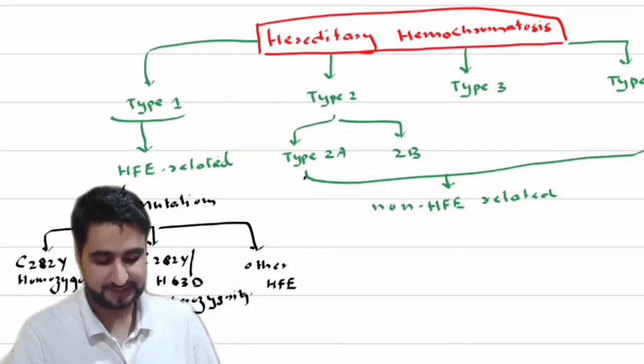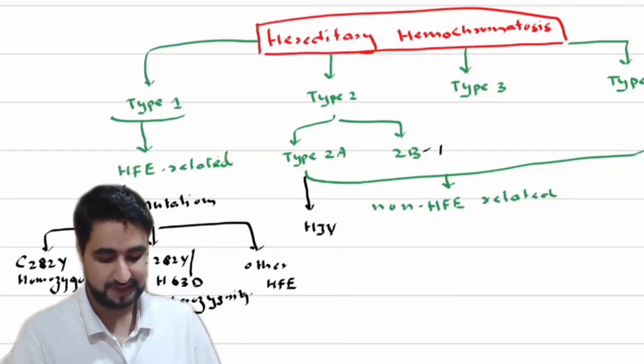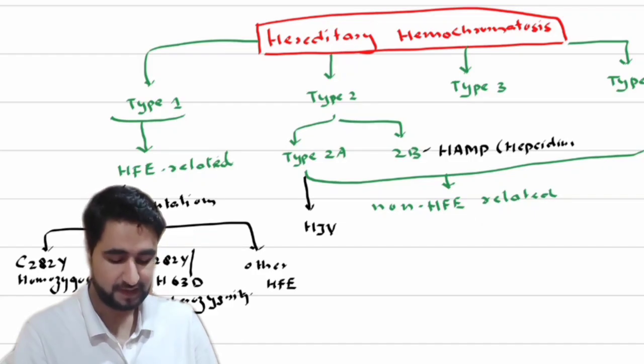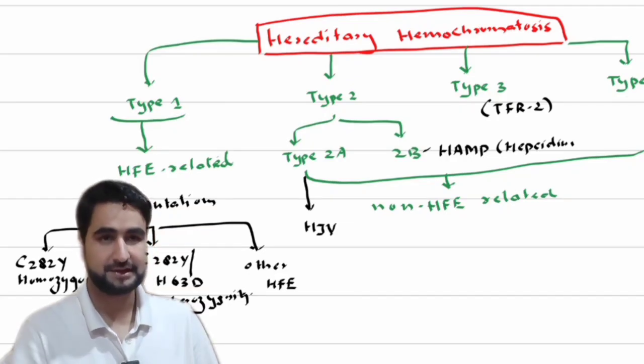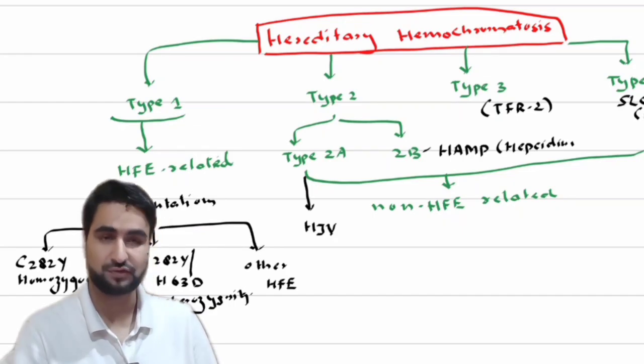In type 2A, there is a mutation in hemojuvelin, HJV. In type 2B, there's a mutation in hepcidin, that's the HAMP gene. In type 3, there's a mutation in transferrin receptor 2, and in type 4, there is a mutation in ferroportin, or the gene involved is SLC40A1.